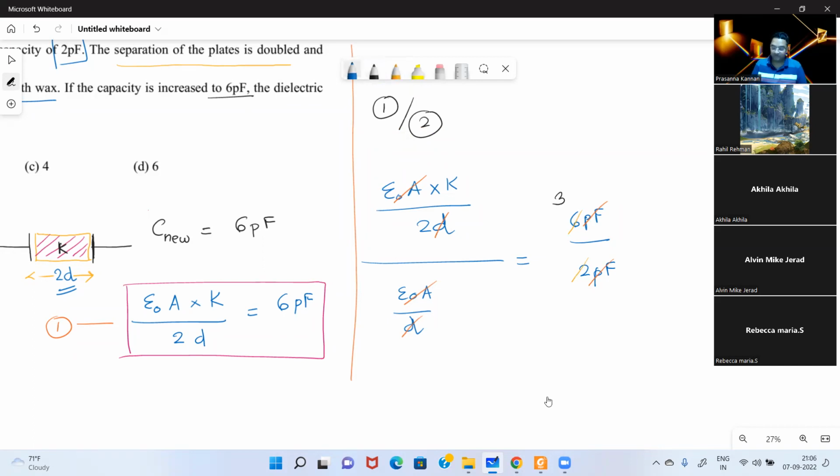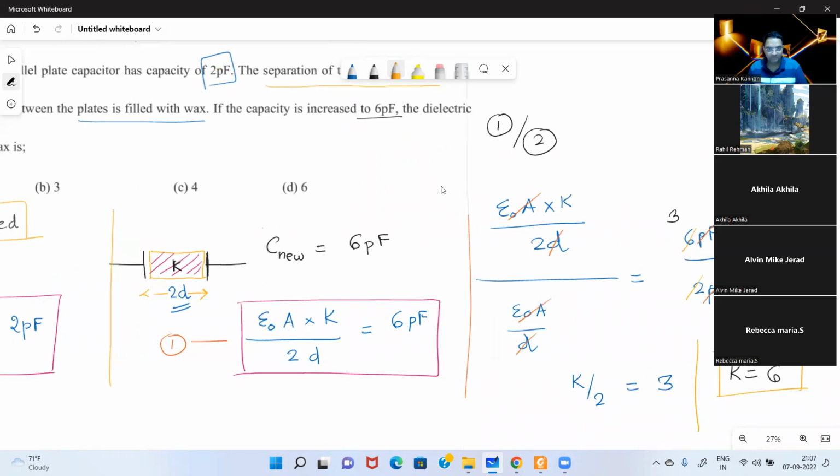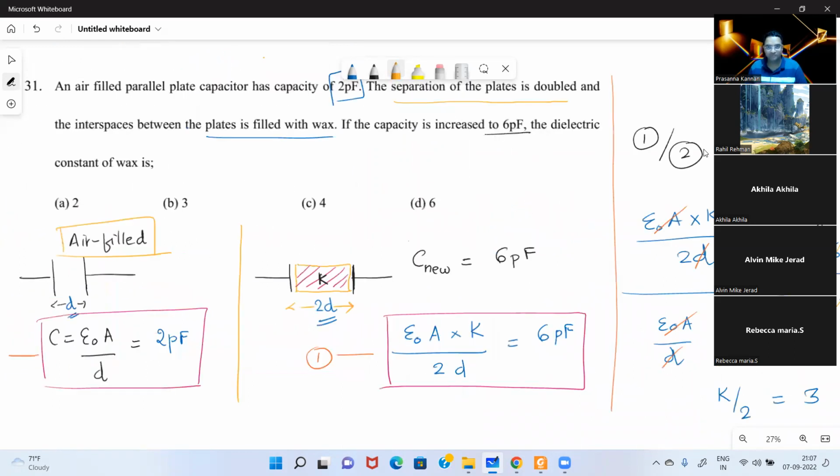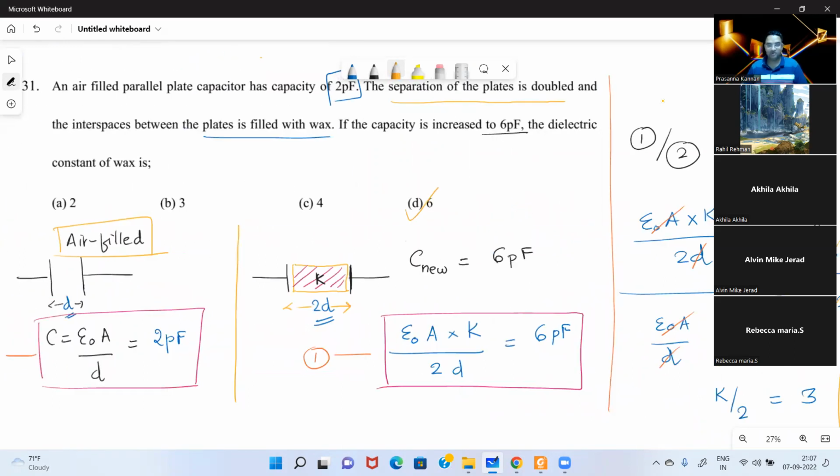So can you tell me what is left out? K is left here, 2 is left here. So K by 2 is equal to 3. Therefore, what is the dielectric constant? K equal to 3 into 2, 6. So which option is correct? The fourth option is going to be right.